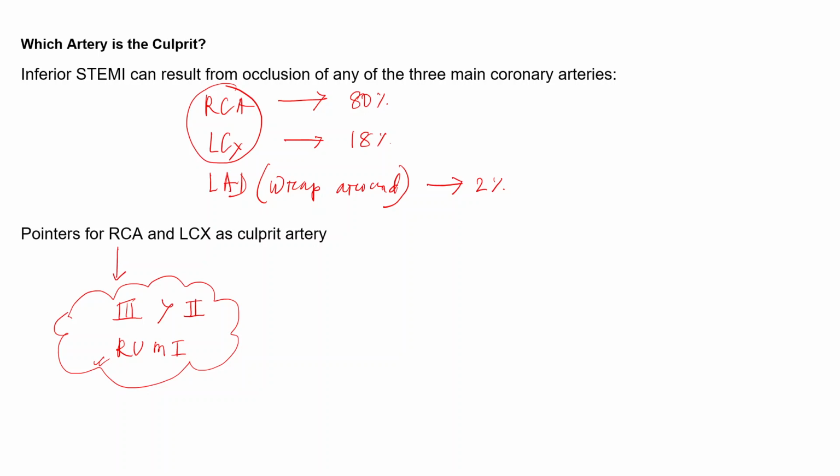If lead 2 ST elevation is more than lead 3, which is very rare because LCX is involved only in 18% of cases, in that case you may be thinking of LCX. And what other point you have to remember in case of LCX? As I have told, in case of RCA, it is RVMI that may be associated. In LCX you may find associated lateral wall MI, that is lead 1, AVL, V5 and V6.